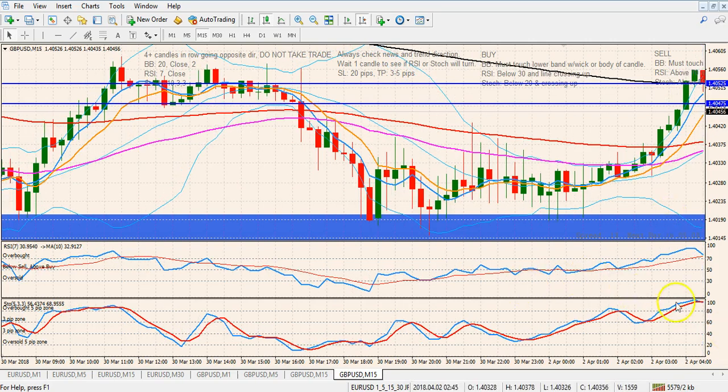See? I enlarged it just a little bit. I'm getting a cross. I'm getting this coming down. So now I'm getting ready. That candle closed.